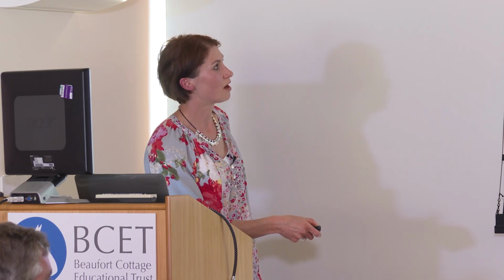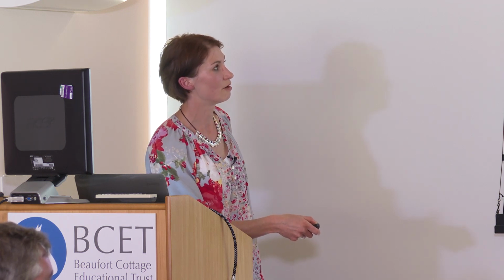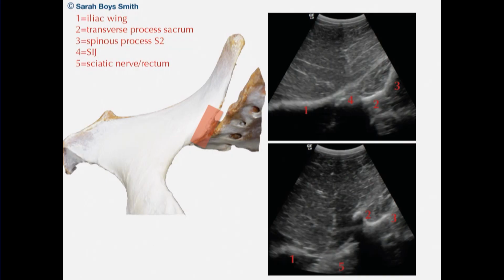We can see from this image here, number 5 is basically our sciatic nerve and our rectum. So we can see how close that is to the caudal aspect of our sacroiliac joint. So I personally, on that basis, don't medicate or inject the caudal aspect of the sacroiliac joint because I think you are too close to those very important structures, but some people obviously do.